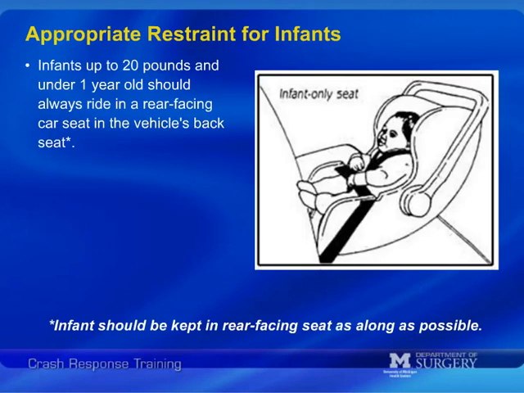I've talked a lot about improper restraint use. What exactly are the appropriate restraints? For infants up to 20 pounds and less than 1 year of age, they should always ride in a rear-facing car seat in the vehicle's rear seat. In fact, I would say that the infant should be kept in a rear-facing seat as long as possible. If your child is 1.5 years old, but is still small enough to fit in that seat and is not complaining, I think it is safer to keep them rearward-facing.